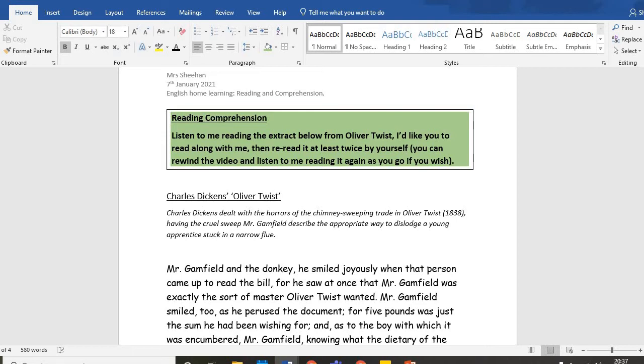So we're going to do a little bit of reading now. This is an extract from Oliver Twist, so something you should be familiar with. Now I'm going to read the extract below. I'd like you to read along with me as I read it, but then after I've read it and you've read it along with me, you're going to pause the video and then reread the extract at least twice. It's only very short, and read it by yourself.